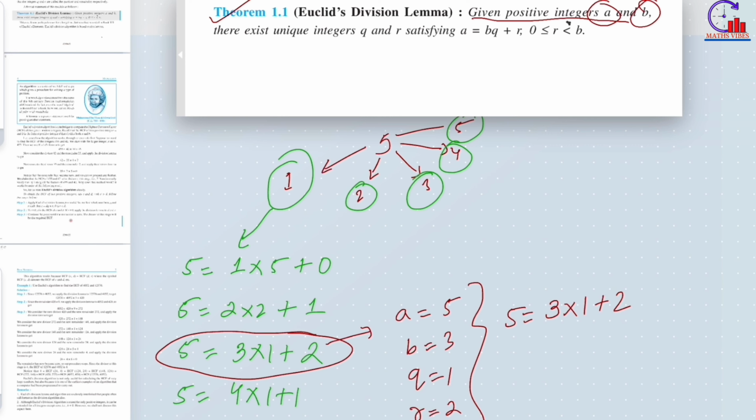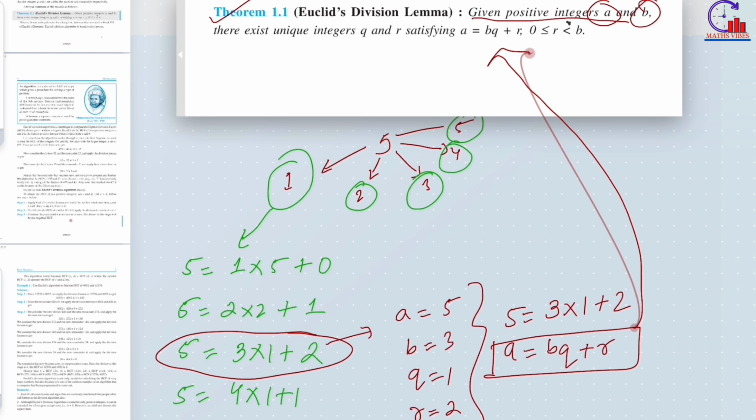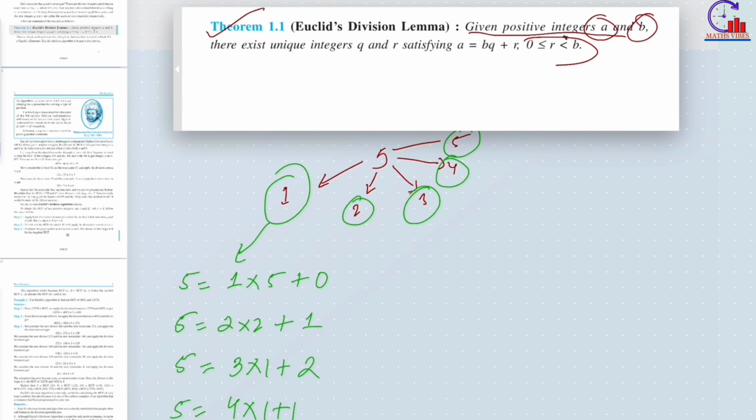That means I can write A is equal to BQ plus R. So this is actually the Euclid's division lemma. Now let us learn the meaning of this statement. Here R should be greater than or equal to 0 but less than B.